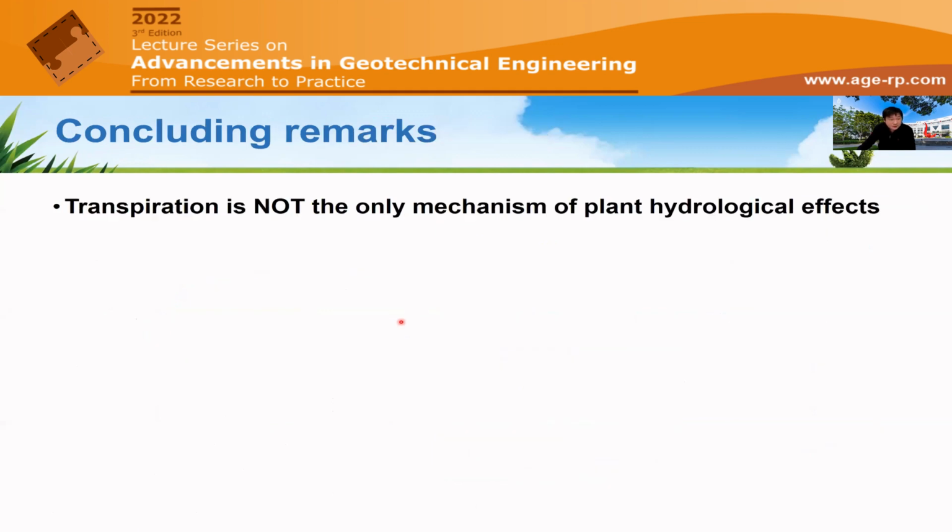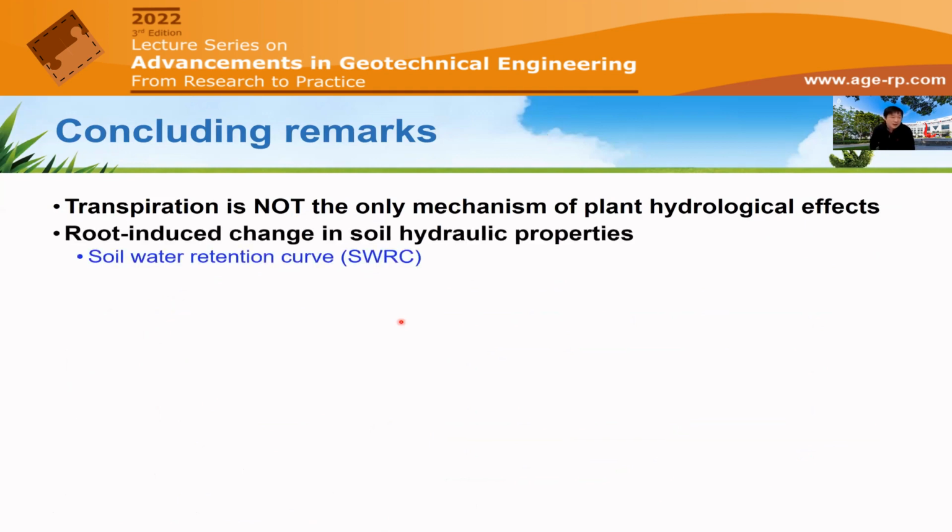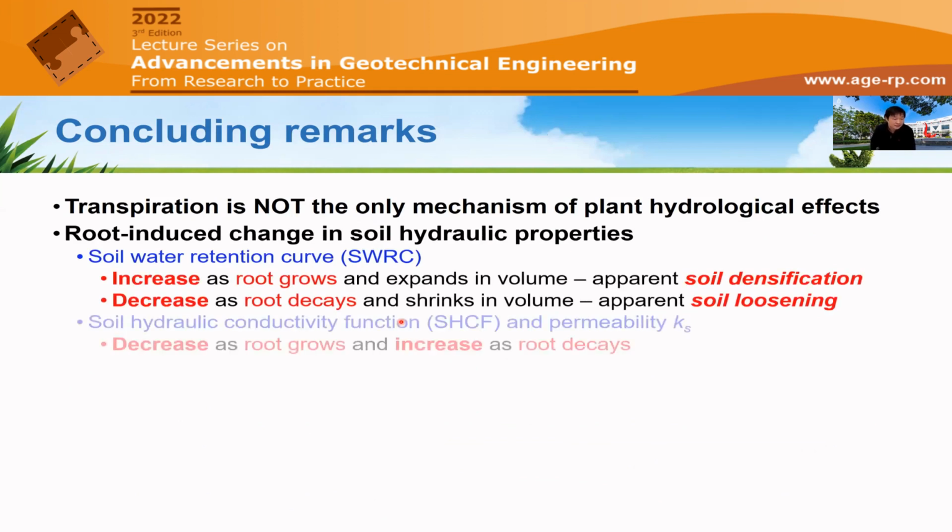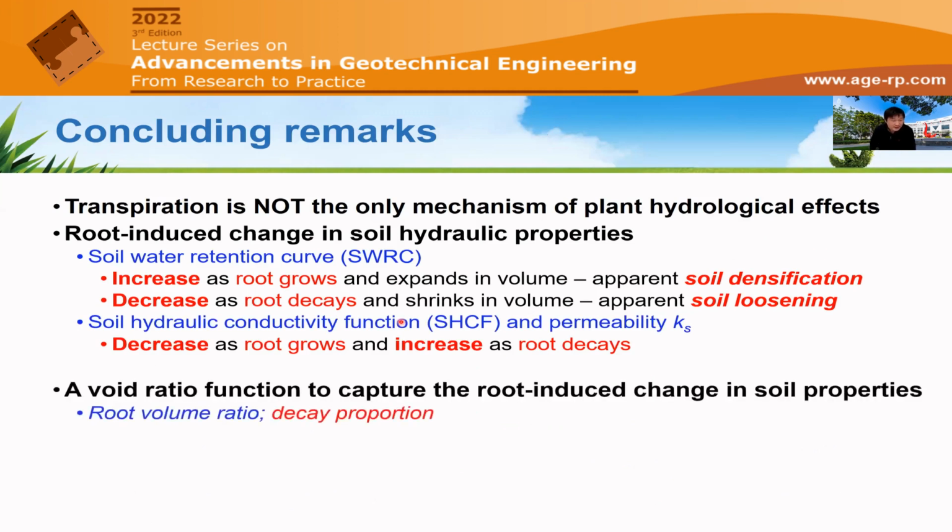Okay, so just a very quick conclusion. Transpiration is not the only mechanism of the transpiration effect, and perhaps not very significant in a short period of intense rainfall. But we shouldn't forget about the potential changes in soil hydraulic properties by roots, in terms of the water retention curve and the permeability function, okay? And root growth and root decay could play a role on these two parameters as well.